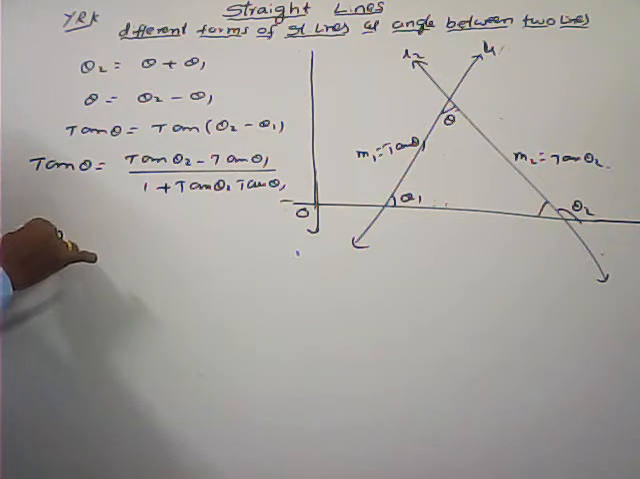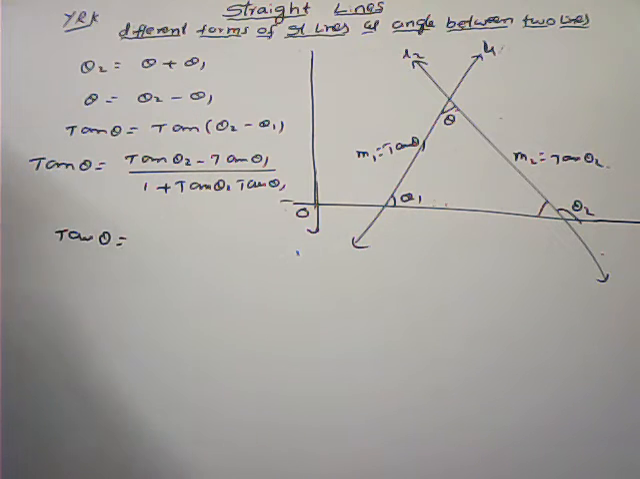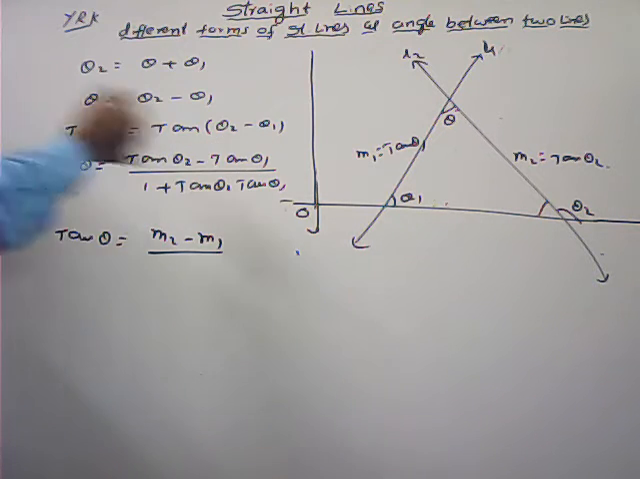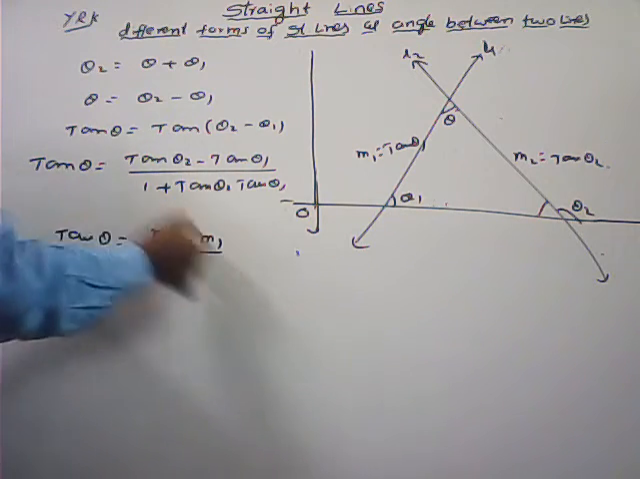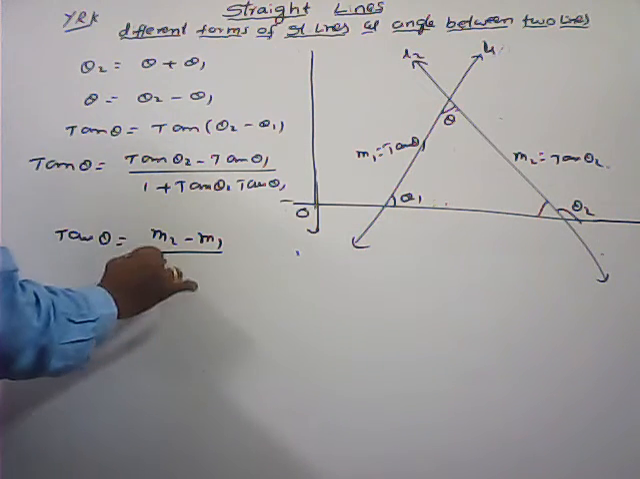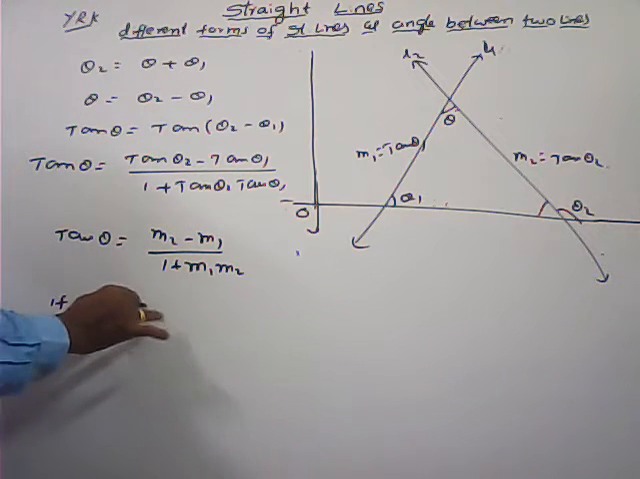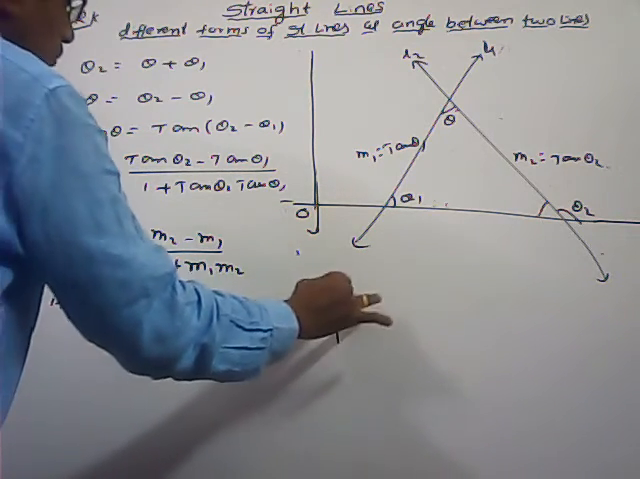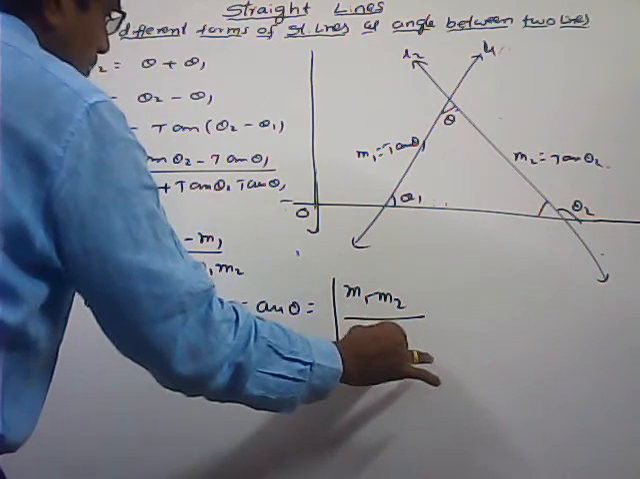Here theta is the angle between both the lines. Then tan theta is equal to m2 minus m1 by 1 plus m1 into m2, since the second line makes theta 2 with the positive direction of x-axis and its slope is tan theta 2, minus tan theta 1, that is nothing but m1. If theta is acute, we can take tan theta equal to modulus of either m1 minus m2 or m2 minus m1, by 1 plus m1 into m2.